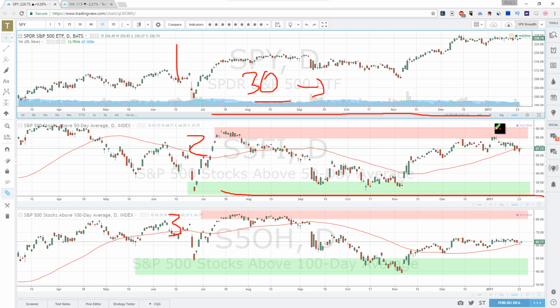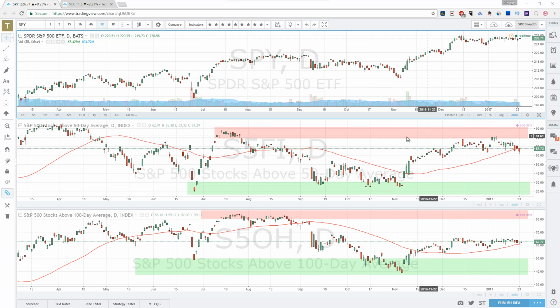Now, these are the two market breadth types. On the first chart, you're seeing SPY, and that is the SPY ETF. It mirrors the S&P 500 index. On the second pane below, you're seeing our market breadth indicator that we love, number 1, and that's the S5FI. That's a symbol for that chart on TradingView. What it represents is the percentage of stocks that are moving above a 50-day moving average in the S&P.